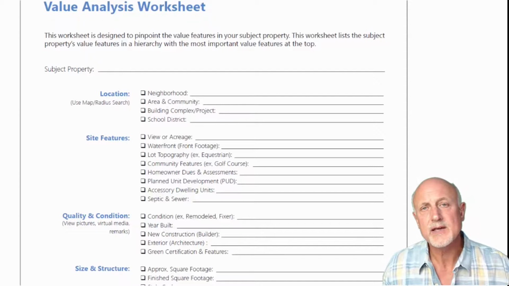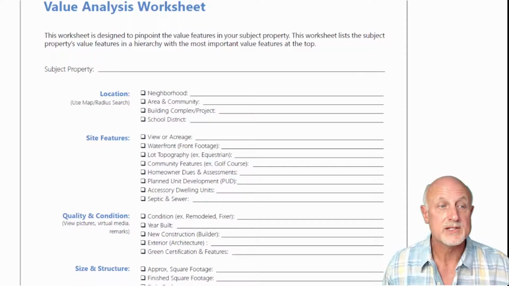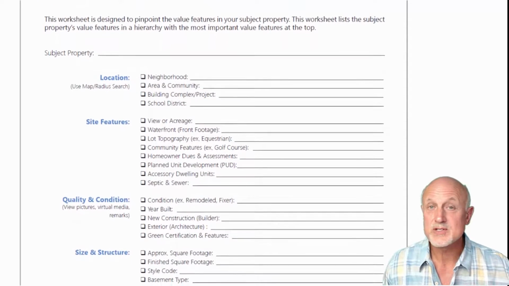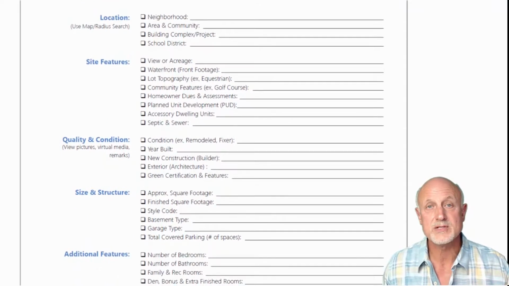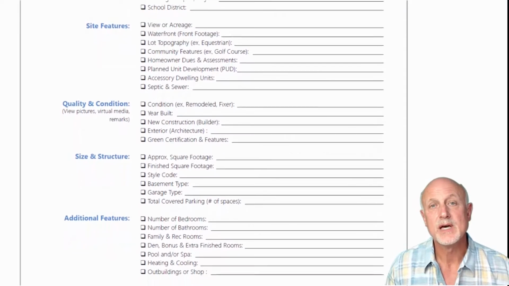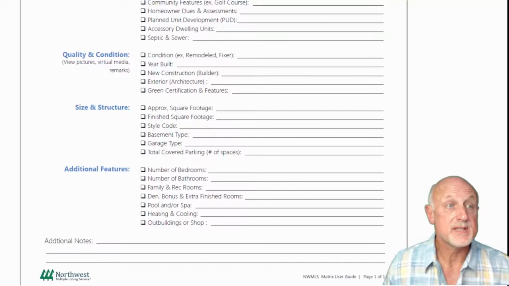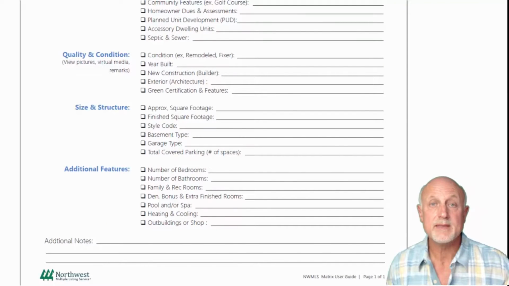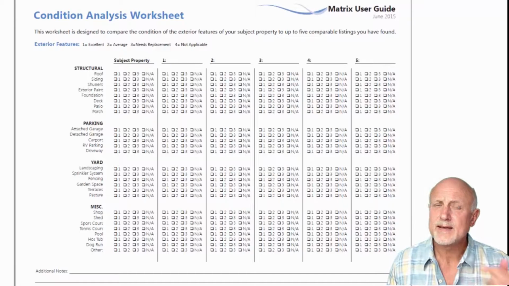Now when you look at this value analysis worksheet, the thing that you will notice is it has the exact same criteria that we saw on that hierarchy of value. It starts with location, then it goes to site features, then it goes to quality, condition, size and structure, and additional features. That's the exact same components of that inverted pyramid. Now the next sheet that you should see them pull out is something that's related like this. And again, it may be this form, or one like it. I doubt that they're going to have all of this committed to memory because there's quite a bit of information here.